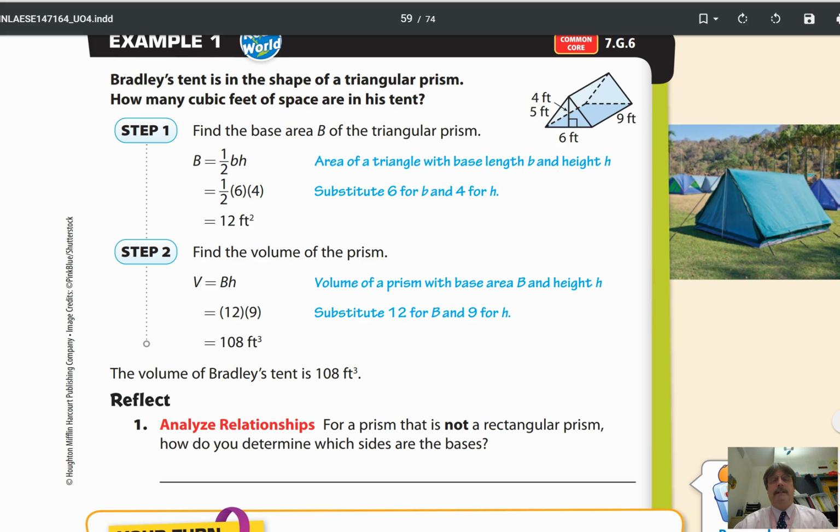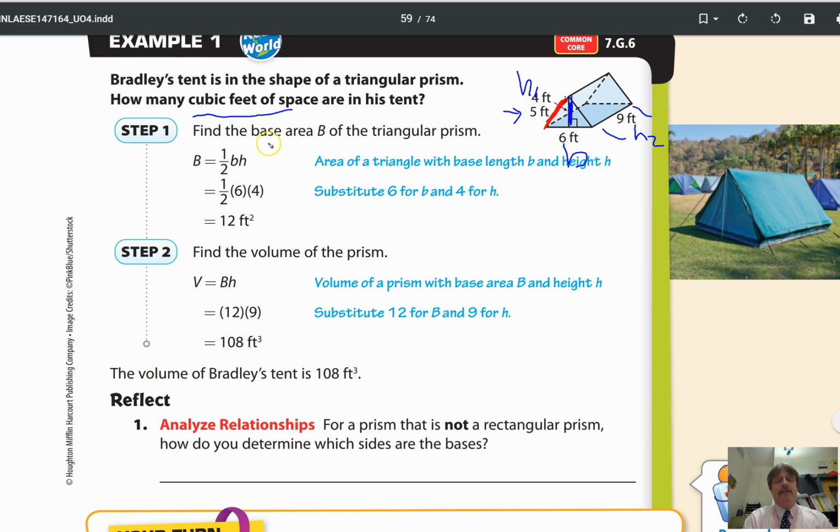Looking here at example 1, they've given us this tent, and we're looking for how many cubic feet are in there, and all our units are in feet. So this is our base right here. This 4 is this height right here, so that's H1. And this height here is H2. And this 5 feet is a piece of information, but that has to do with this leg right here, so it's really not going to have anything to do inside our formula.